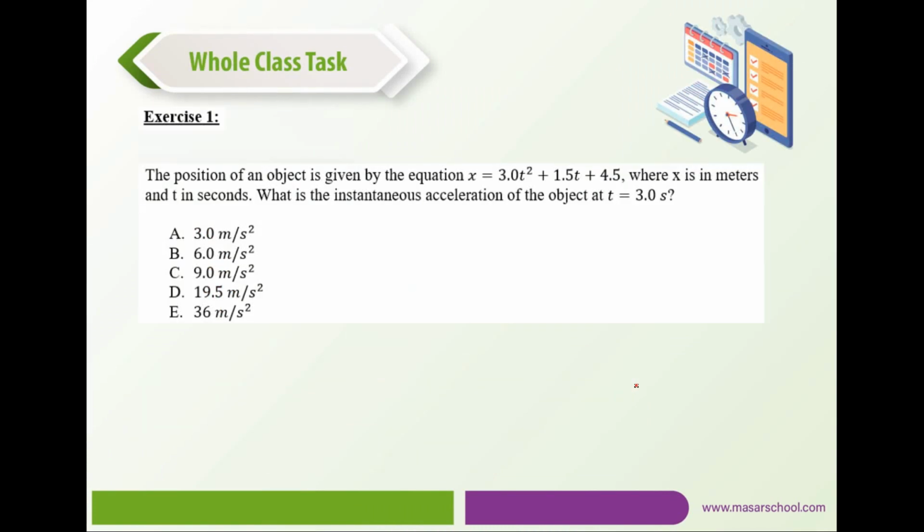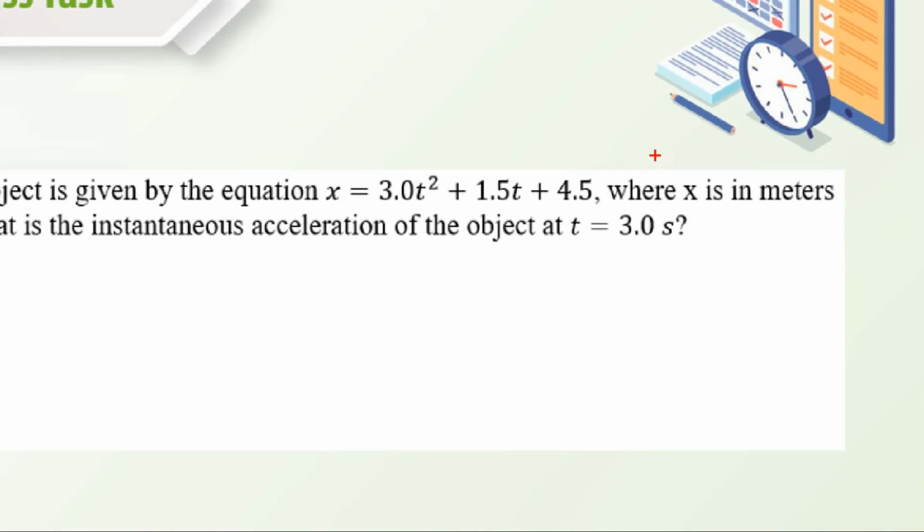Now exercise 1, the position of an object is given by the equation x is 3t squared plus 1.5t plus 4.5, where x is in meters and t is in seconds. What is the instantaneous acceleration of the object at t is 3 seconds? Now they're asking for the acceleration at a specific instant. However, the position is quadratic in time, which means that the acceleration is constant at all times, even if the question reflects that the acceleration is instantaneous, which means at a specific instant. However, it is constant at all times.